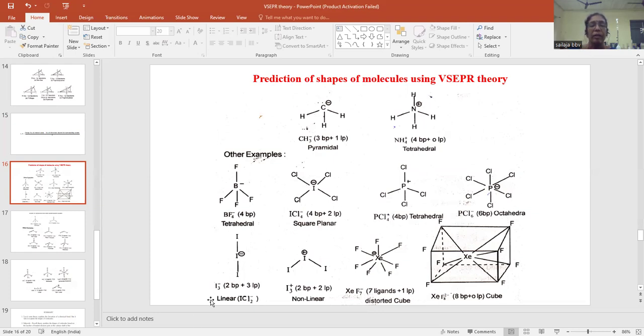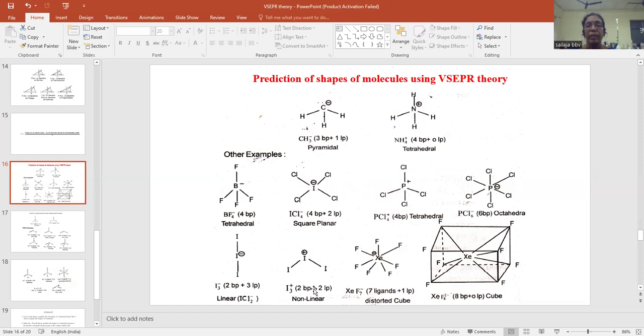Now coming to I3 minus, the central atom iodine belongs to group number 7. Since there is a negative charge, we have to add 1 to the group number. It will become 8. There are 2 surrounding atoms, so we have to subtract 2 from 8 and then divide by 2. Then we will get 6 by 2, which is equal to 3. So there are 3 lone pairs of electrons in I3 minus.